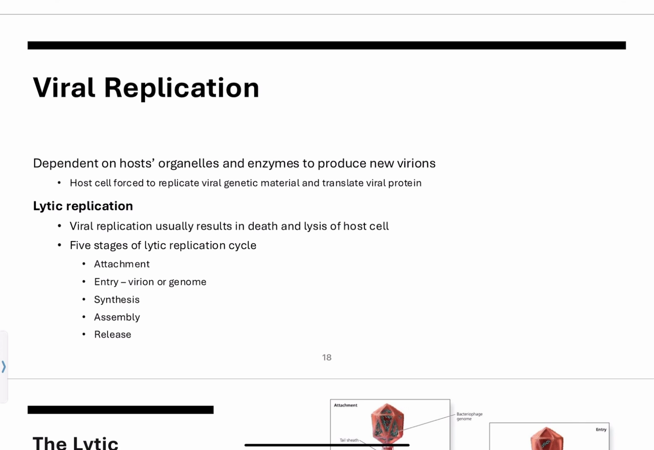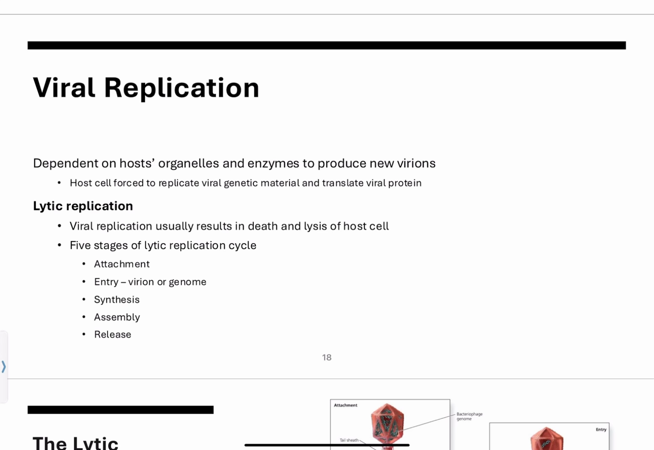Okay, so the first part of section 3 is going to talk about viral replication. I'm going to divide section 3 up into two different videos, part A and part B, just because it's a little bit longer. There are two different types of viral replication: the lytic replication and then lysogenic. So we'll start off by talking about the lytic.